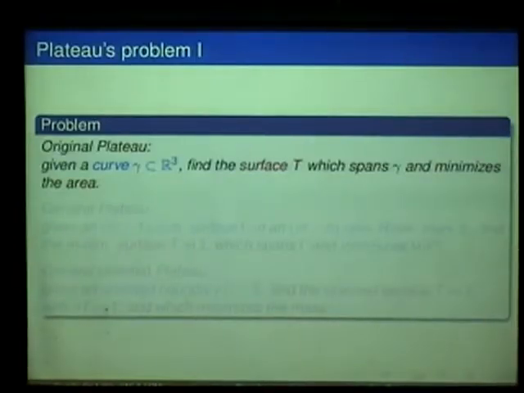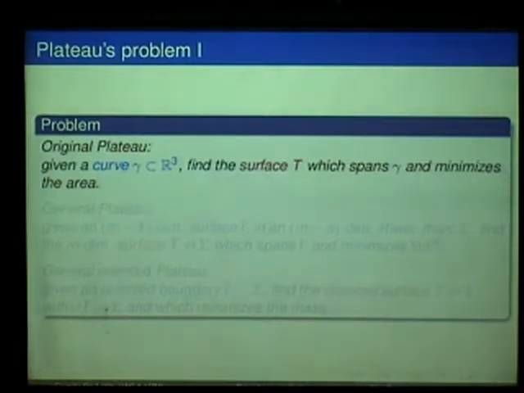recalling something which was already mentioned in another lecture, and something that you probably all know, but nonetheless. So the original Plateau problem, which is credited to the Belgian physicist Plateau, although it was already formulated before by Lagrange, is the following.